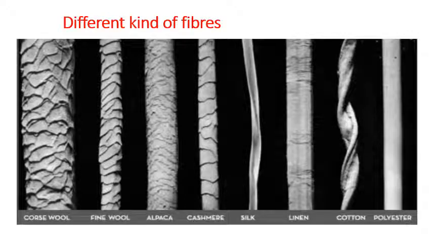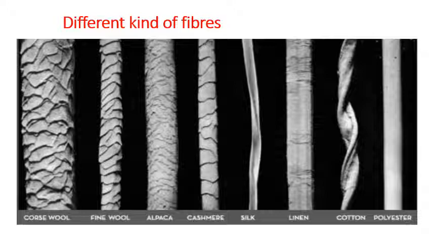Here we can see the comparative picture of different kinds of fibers under the electron microscope, both the natural fibers, that is from animal origin, and also from plant origin, and also the synthetic fibers. So we can see the synthetic fiber, natural fiber from animal origin, natural fiber from other origin. You can see the structure, the first one, the coarse wool, and a comparative diameter also, and the outer appearance also we can see.